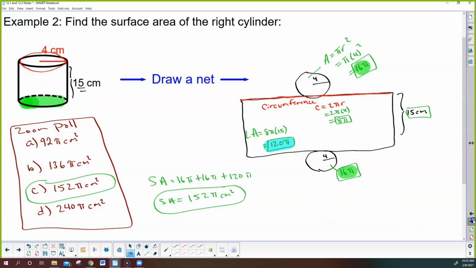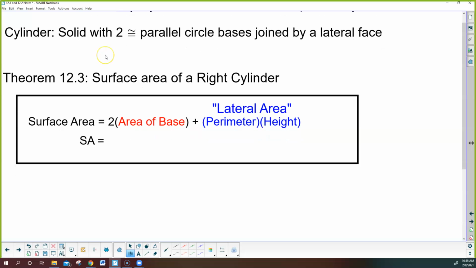All right. I don't want you to write this. It's the same thing. If you like a connection to the formulas, then you could use this, and it will be in the notes. If you don't like it, you can do exactly what we did before. So what do we have here, though? Okay, we know a cylinder is a solid with two parallel circle bases joined by the lateral face, which we just drew the net of on the previous example.